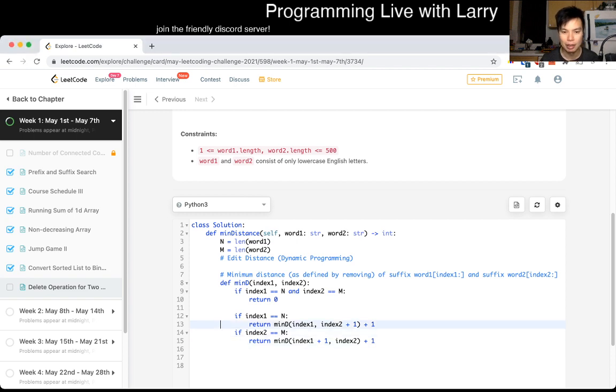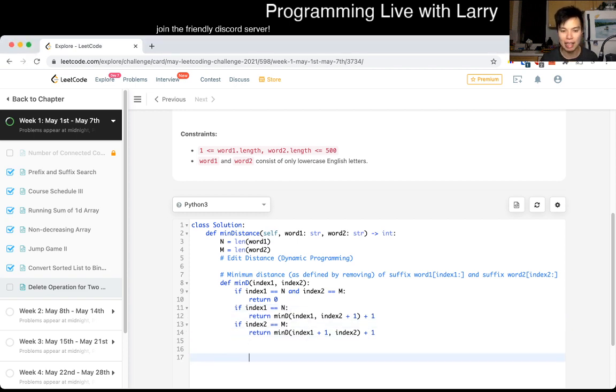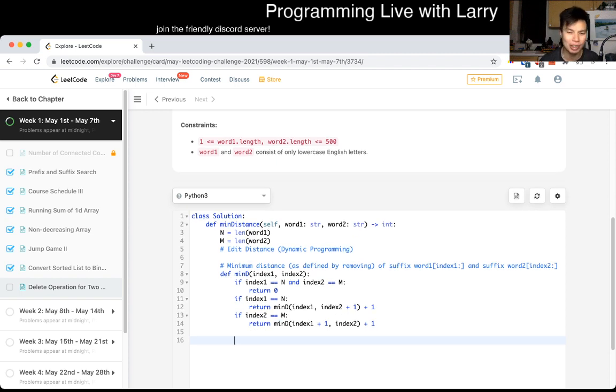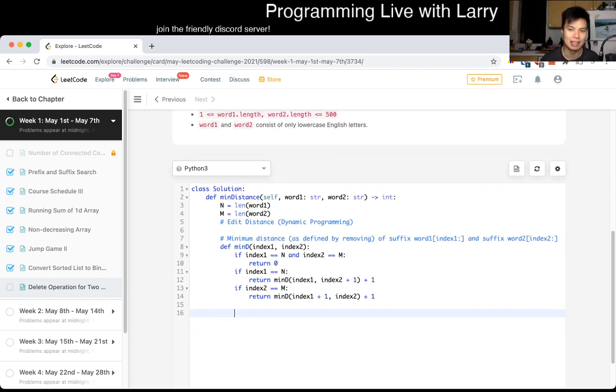Okay, so now, as we said, we have two words with the suffix, and you would only delete one character at a time. So we have 3 choices, right? Actually 2 choices. Well, some of them are not choices, but situations, say. So basically, if word 1 at index 1 is equal to word 2 at index 2.